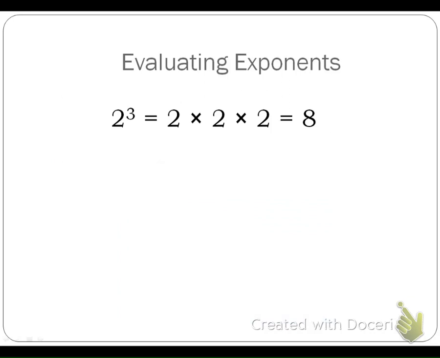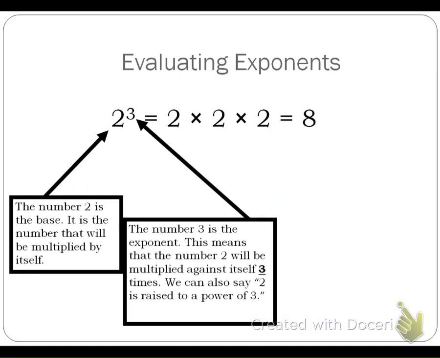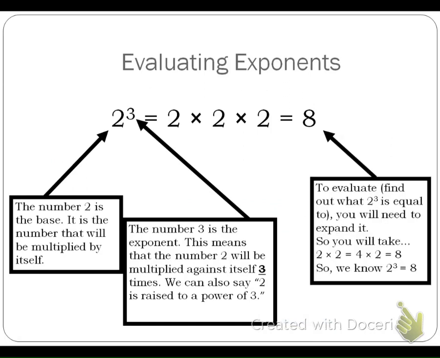When you're evaluating exponents, you need to first expand it so that you know what you're multiplying. Here's 2 to the third. Notice we are multiplying the number 2 three times. We are not multiplying 2 times 3. The 2 is the base, and the 3 is the exponent. It means that it's being multiplied by itself 3 times. When you evaluate it, you're trying to find the one numeric value that it's equal to. To solve it, you would do 2 times 2 to equal 4, and then 4 times 2.